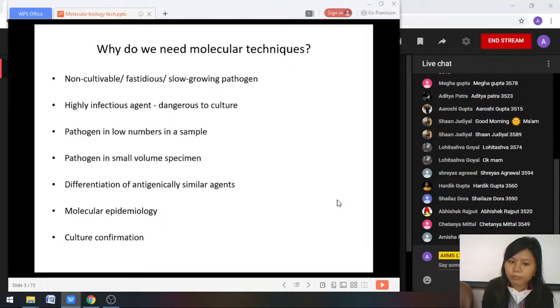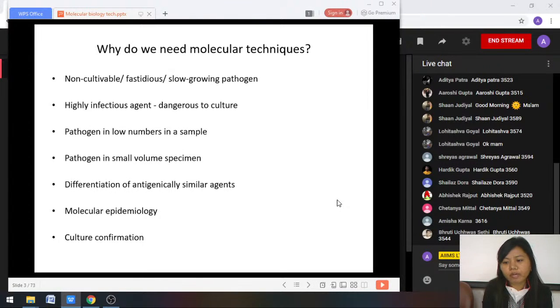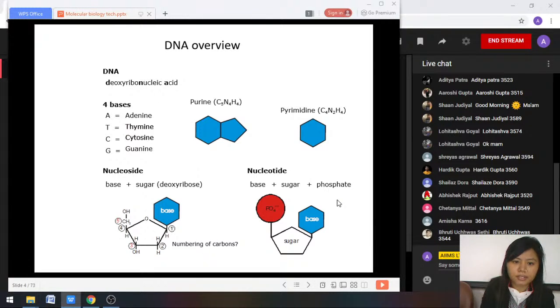Also, there is a problem that sometimes there are agents which belong to the same family or same genera. They are very antigenically similar. So using an antigen or an antibody based assay which uses those antigens actually becomes problematic because you cannot differentiate them, right? Molecular assay is also important for molecular epidemiology. Now it is the foremost means of doing classification and nomenclature of organisms, right? And also sometimes when you grow something which is new and which cannot be identified by traditional methods, you need to confirm them using these molecular methods.